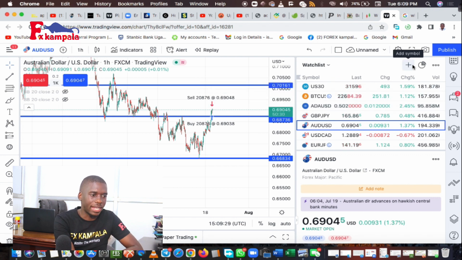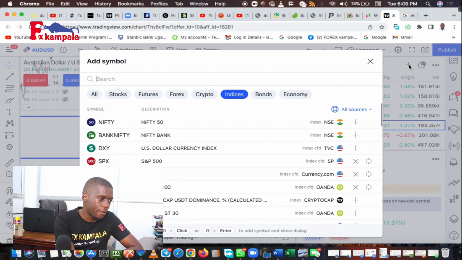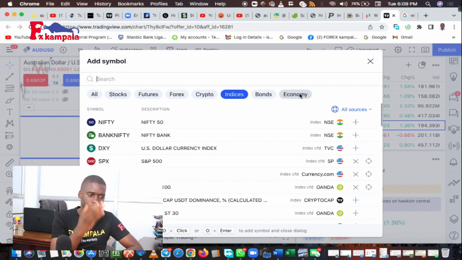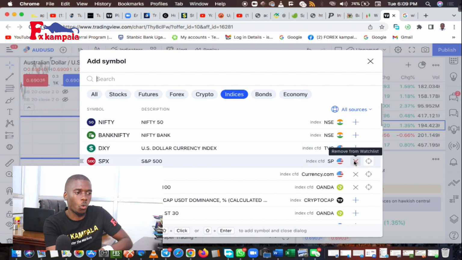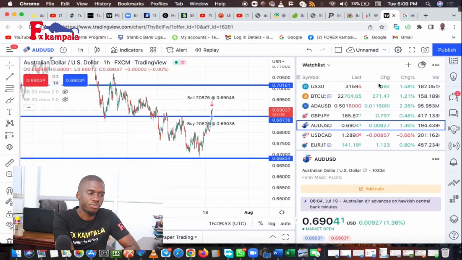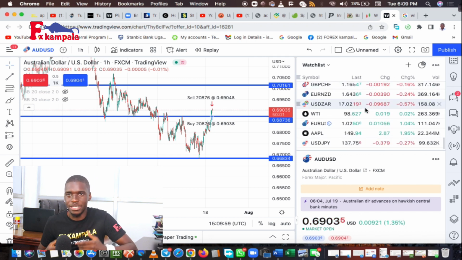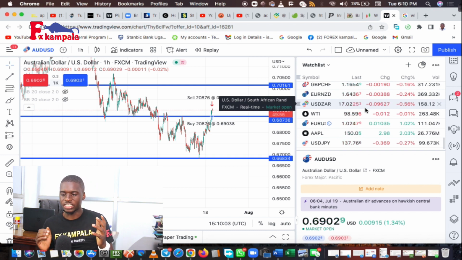So if you need to add any, you can just click on add. When you click on add, you can select from all: stocks, futures, forex, crypto, indices, bonds, commodity, rather economy. Whenever you need any, you just need to click on plus and add it onto your watch list. When you add it, it comes here, and if you scroll down, you will be in a position to see whatever you added on your watch list. That's not our main concern.